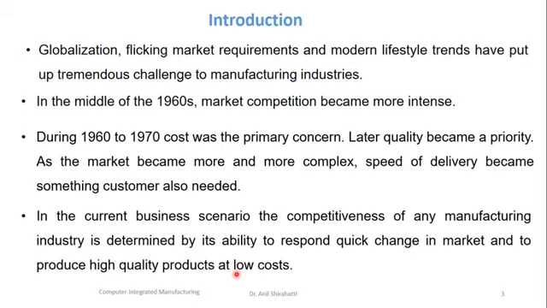So maybe 2 decades before, a car manufacturing company would produce one model in 2 years, 3 years. But today, every 3 months, 6 months, either a new model is coming or a better version of the existing model is coming. If you consider the mobile, every week, every month, new models are coming. But you can think about the cost. They want less cost, but you want better quality, better features in the mobile, and it should also be delivered at a faster rate.